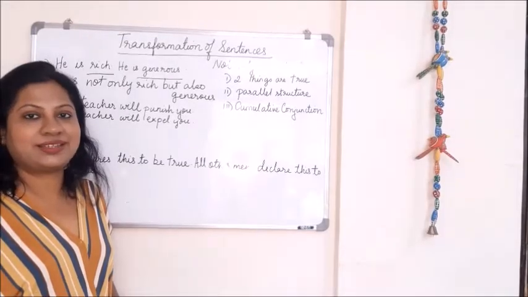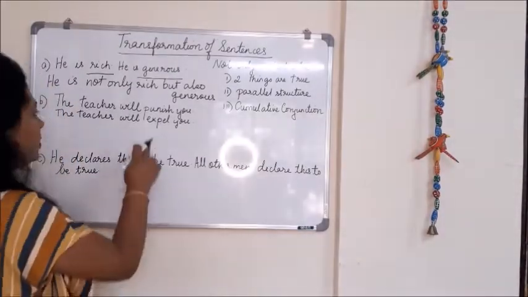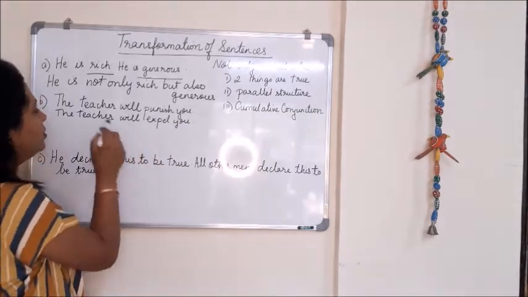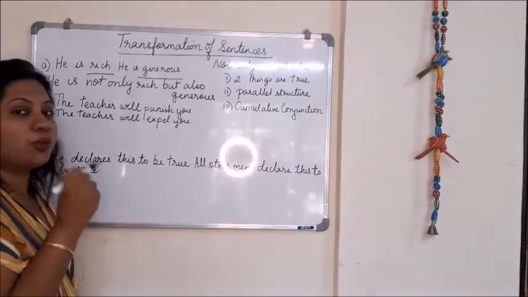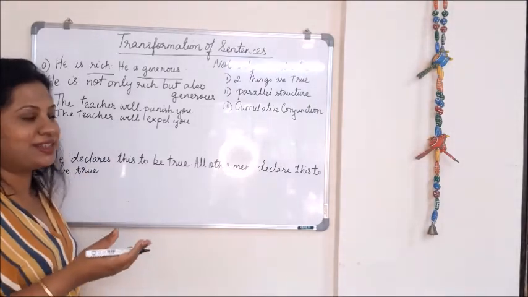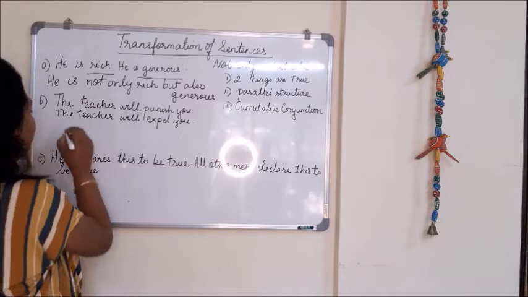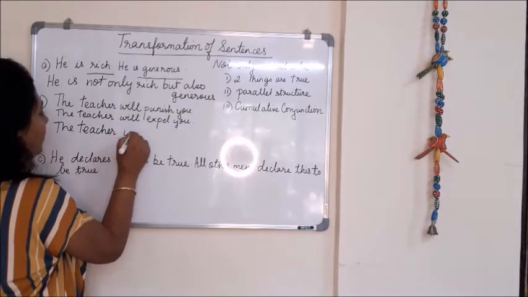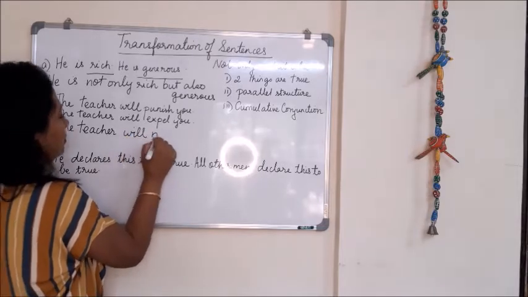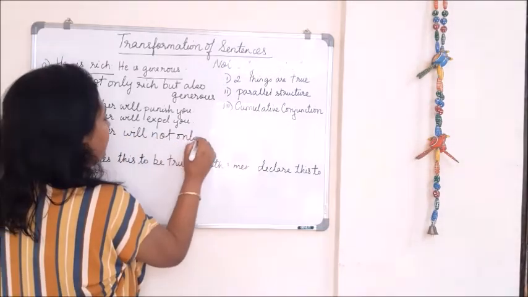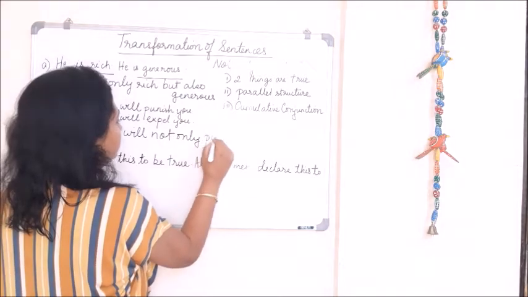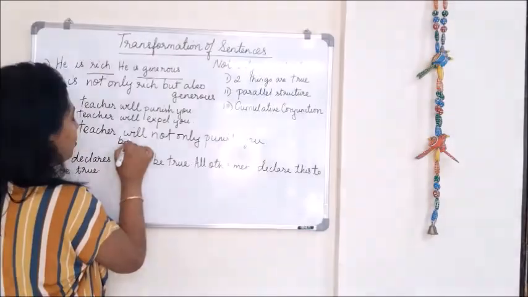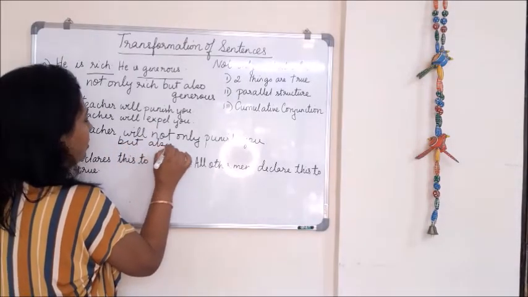Let's start the second one. The teacher will punish you, the teacher will expel you. Now over here also the subject is the teacher, which is a common subject in both the sentences. So how are we supposed to combine? The teacher will not only punish you, but also expel you.